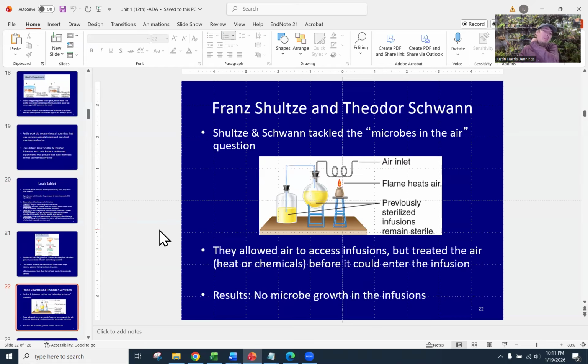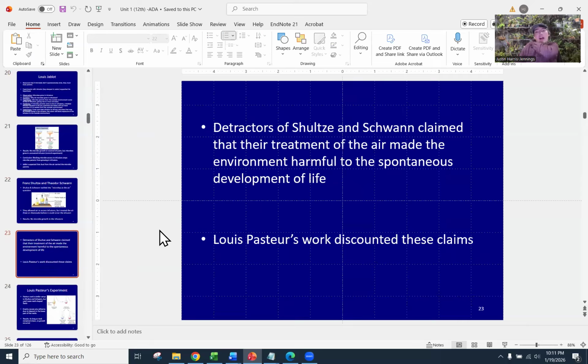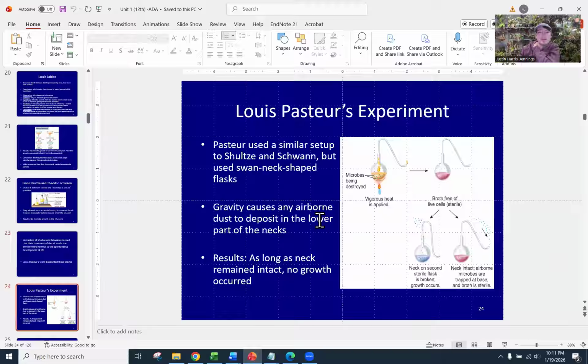Apparently, there was some disagreement about what was actually happening. They were thinking that the heat apparently made the air hard for spontaneous generation to happen. But Pasteur was like, no, that was just normal. You just were sterilizing it really well.